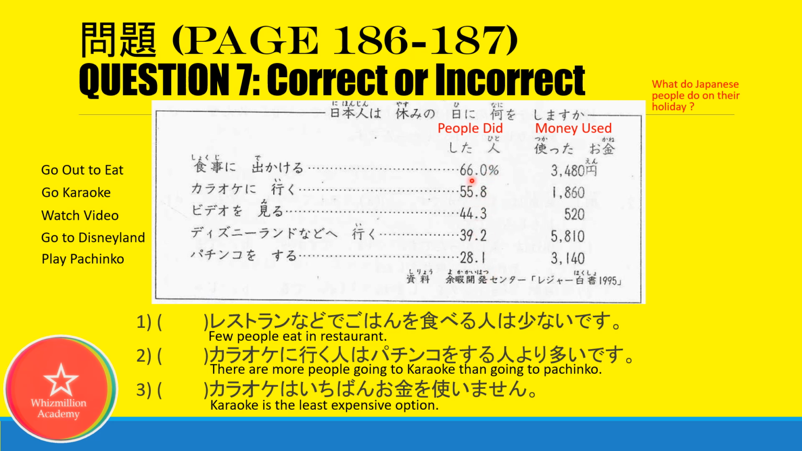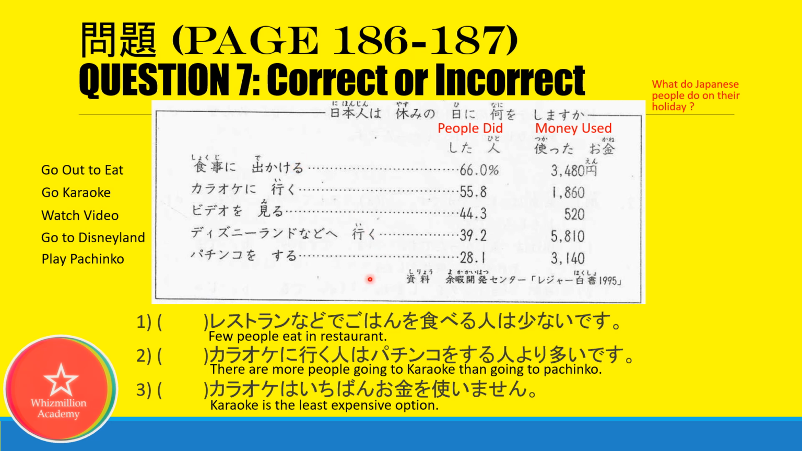So this is the percentage of people. This entire percentage is not adding up to 100%. It's just that 66% of the total population is going out to eat. Alright. So it means that 44% do not go out to eat. Right? Hope you get it, right? Okay. Karaoke ni iku 55.8%. Video miru is 44.3%, and so on. And then the money that they use is 3,480 for going out. This is the amount of money that they spend on going out to eat, right?